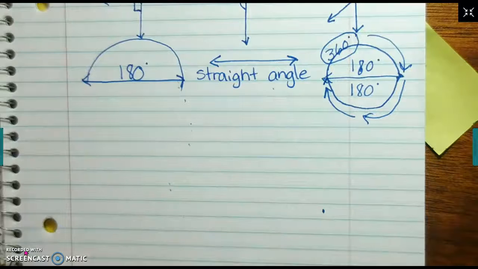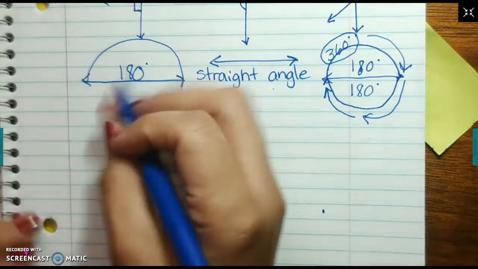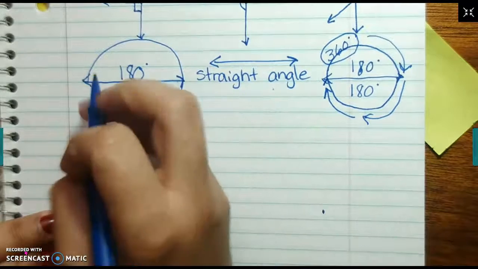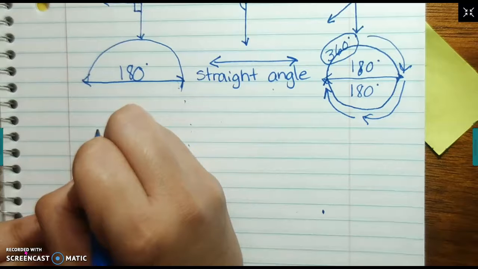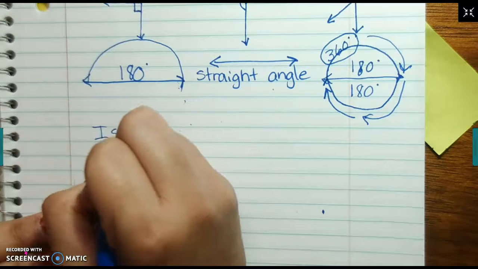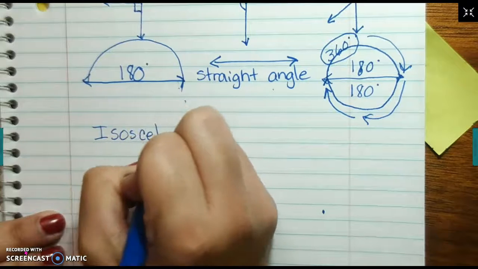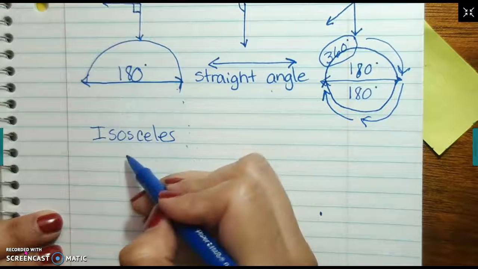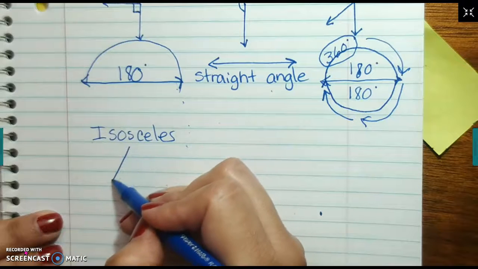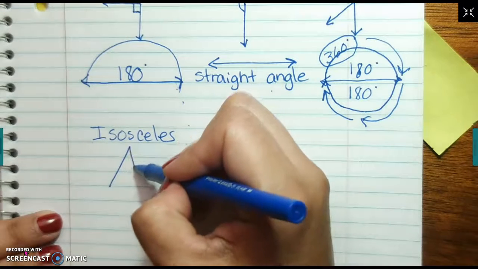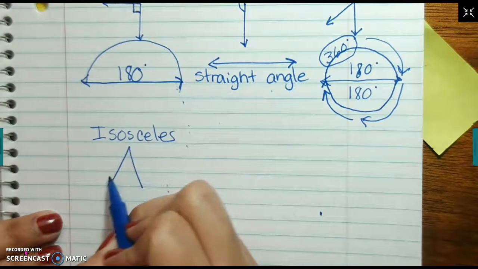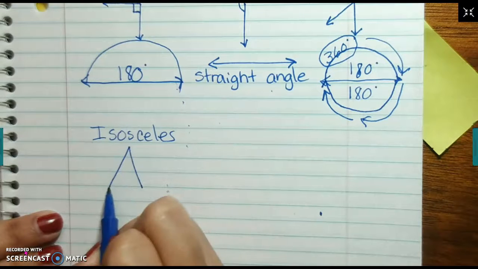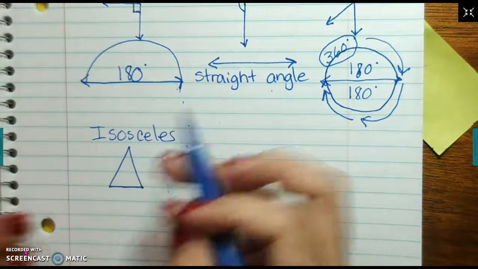And the last thing I need to teach is triangles. So if the two sides are the same length, we call it isosceles. If I have a shape, and I'll try my best, but if I have this length and this length, these two lines are the same length, and then I have a short one here.